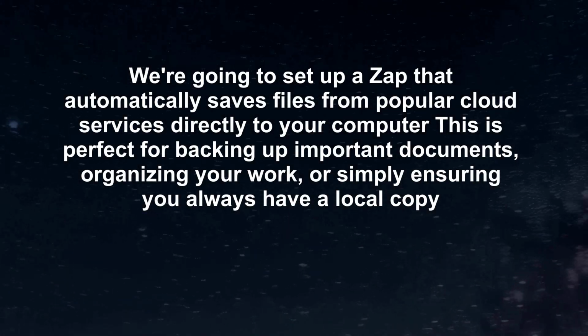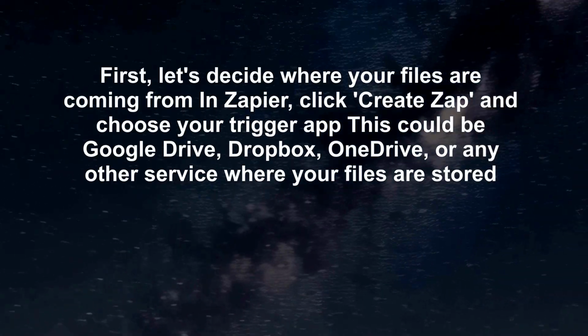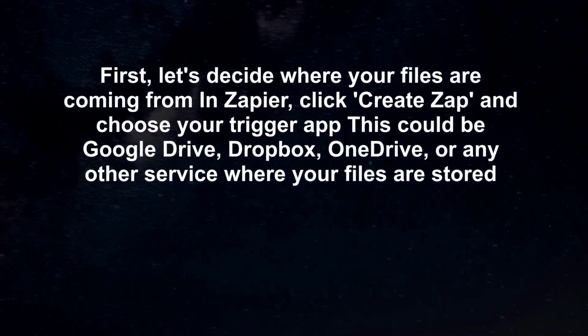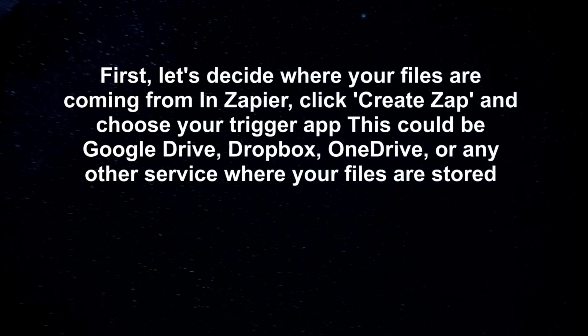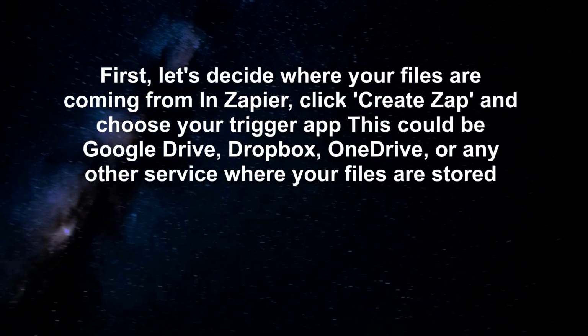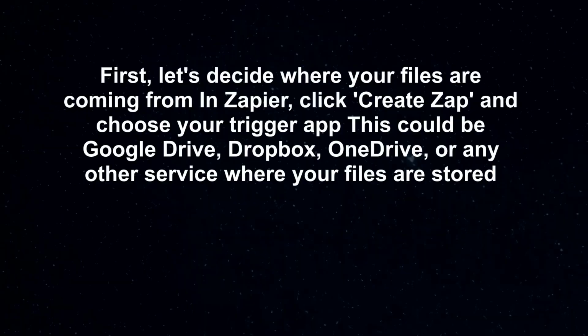First, let's decide where your files are coming from in Zapier. Click Create Zap and choose your trigger app. This could be Google Drive, Dropbox, OneDrive, or any other service where your files are stored.